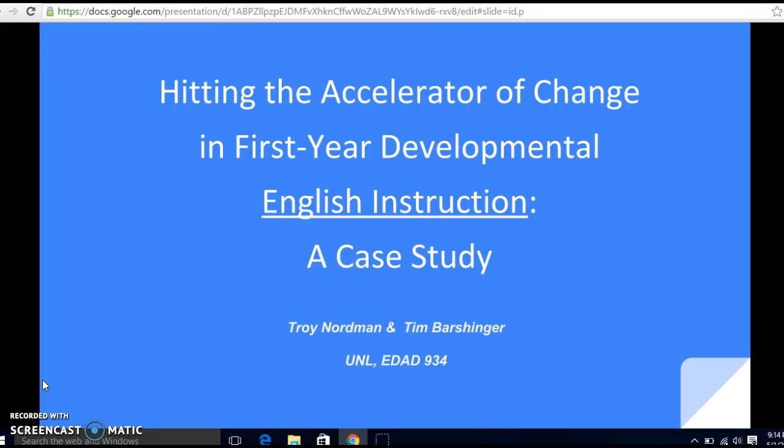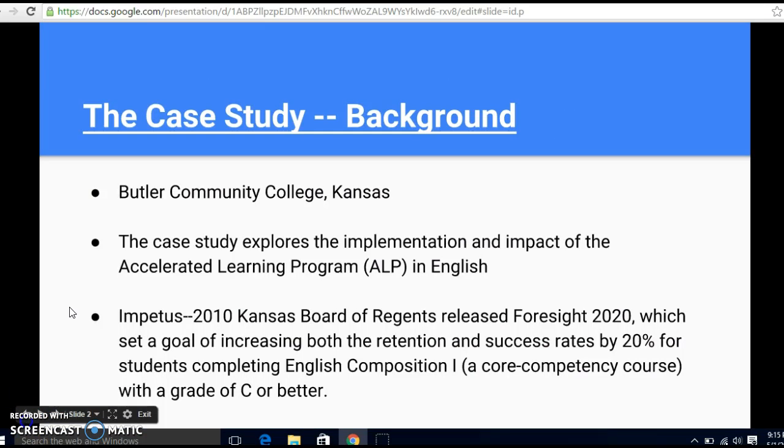The presentation is for EDAD 934, and the title is Hitting the Accelerator of Change in First Year Developmental English Instruction, a Case Study. First, a little bit of background on the case study. The case study takes place at Butler Community College in Kansas. The case study explores the implementation and impact of the Accelerated Learning Program, heretofore called ALP, in English instruction.